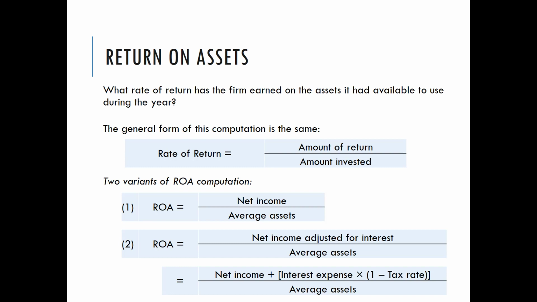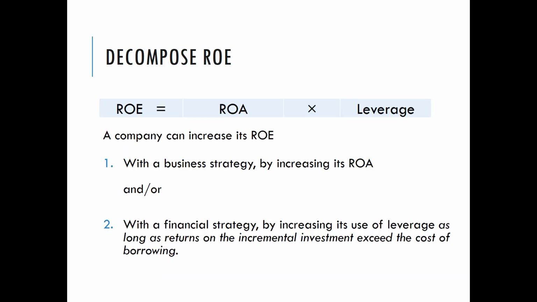But the idea here is that what we're looking at when we're looking at return on assets is: has the company used its assets well to generate net income? So partially this reflects how good the company is at managing its operations. But technically speaking, it's also a bit of a noisy measure because it includes things like interest expense. And interest expense is more or less related to your financial strategy. So it's a bit noisy.